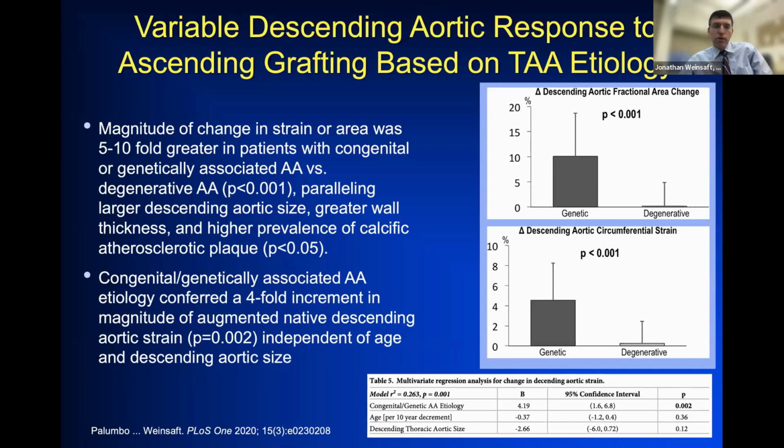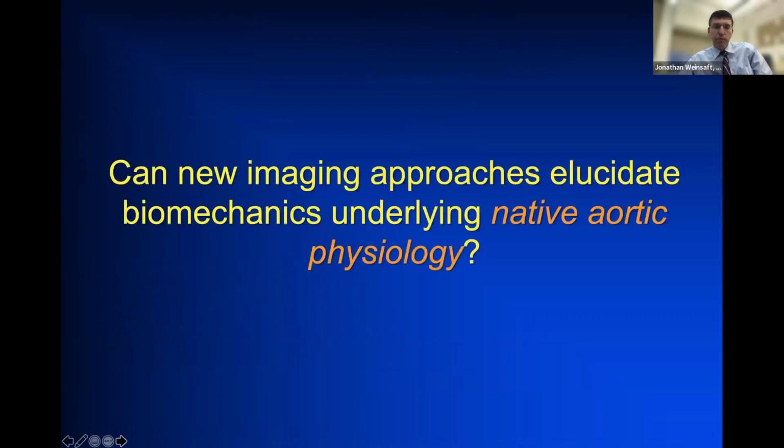We found larger descending thoracic aortic size, higher wall thickness, and higher prevalence of calcific aortic plaque in genetic aneurysms, suggesting the concept that in terms of degenerative aortopathies, there is greater resistance to that graft-induced alteration in terms of flow physiology, and thus smaller decrements in terms of post-operative strain.